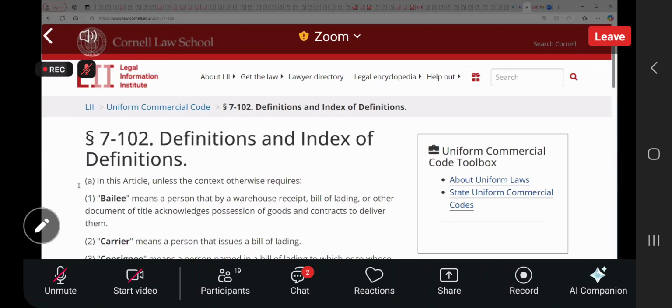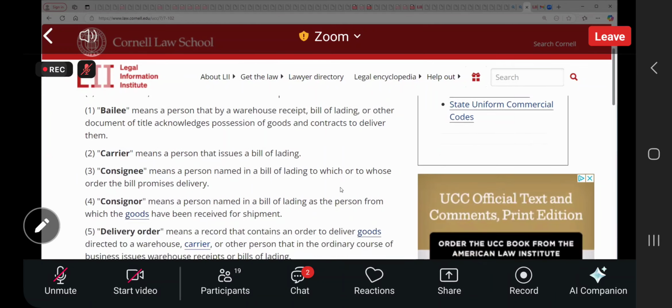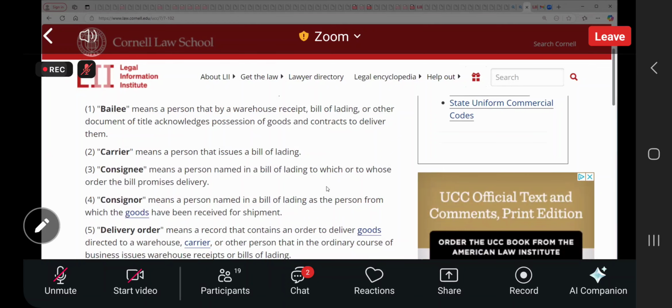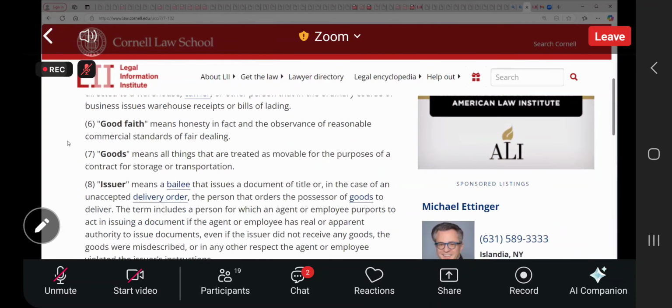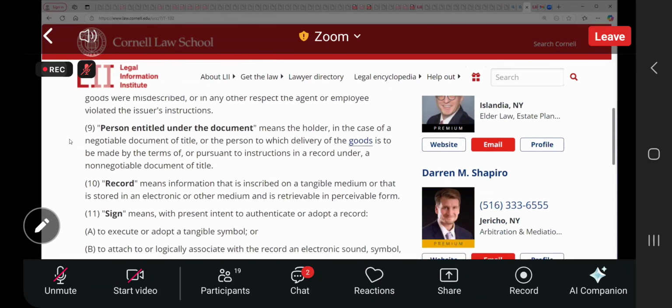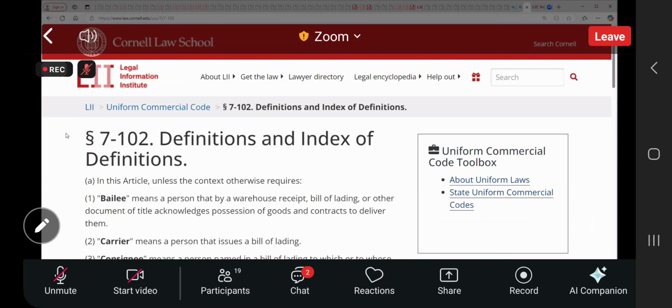Okay, bailee. Remember I told you on the UCC, check bailee or bailor. Why? Look what 1 says, A1 means a person who by a warehouse receipt, bill of lading, or other document of title acknowledges possession of goods and contracts to deliver them. Who do you deliver the goods to? The Division of License Services. Okay? And you read this whole thing, it tells you your position when you do that.